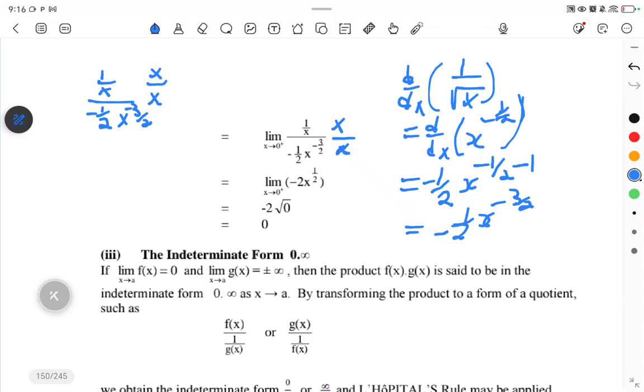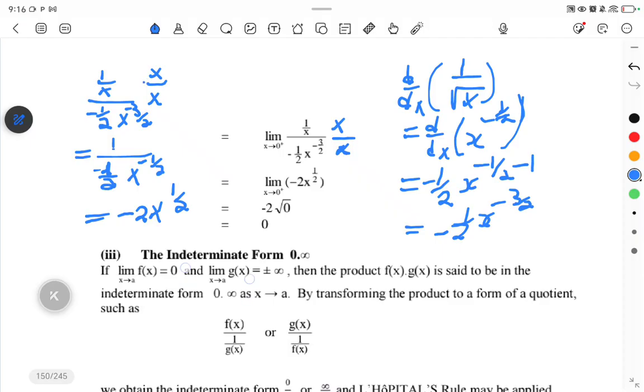Then here we'll have 1 over minus 1 over 2. We keep the base and add the exponent, so it's this minus 1 over 2. If I take that to the numerator, I get minus 2 x to the 1 over 2. And then we get this. But if I apply the limit on that x, I get 0. So that is minus 2 times 0, which is 0. That's how we got 0 here.